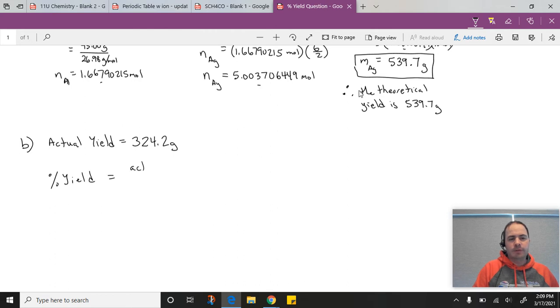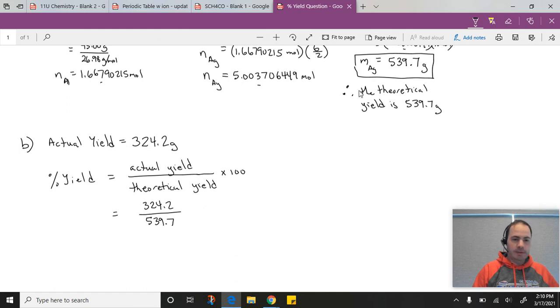So to find percent yield, remember that it's the actual yield over the theoretical yield. Right? So essentially your experimental amount that you actually get in the lab over what you should get according to your calculations. And then we multiply by 100 to get it as a percentage. So 324.2 divided by 539.7. So we plug that into our calculator, and when we multiply that by 100, we will get 60.07%.